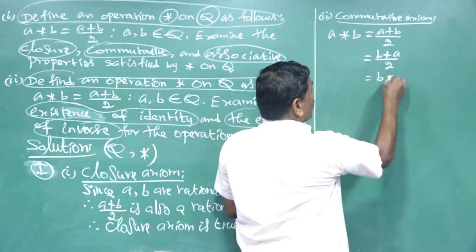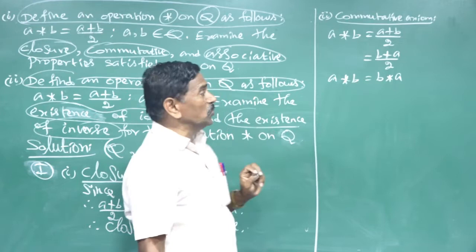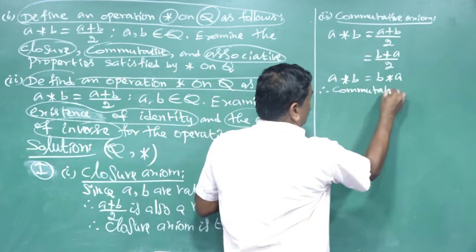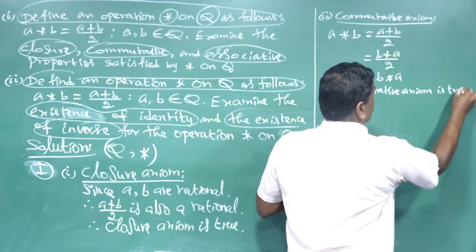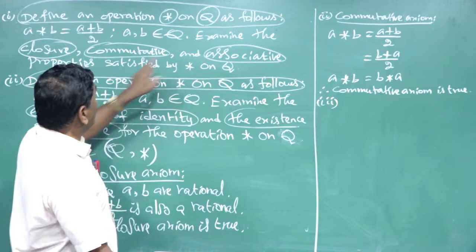Okay, initially we started with A star B, finally we get B star A. Therefore, star is commutative, or commutative axiom is true. Therefore, commutative axiom is true, or star is commutative. Otherwise, star is commutative. Both are correct. Now, subdivision 3. Okay, again, first topic, closure axiom is true. Second topic, commutative axiom is true. Okay, topic 3, which is associative axiom.